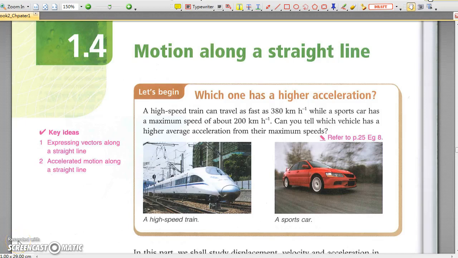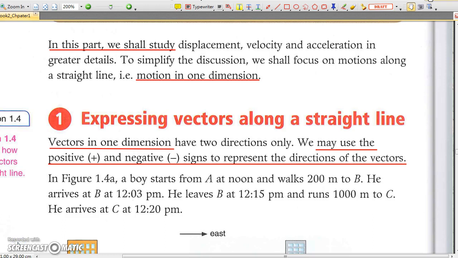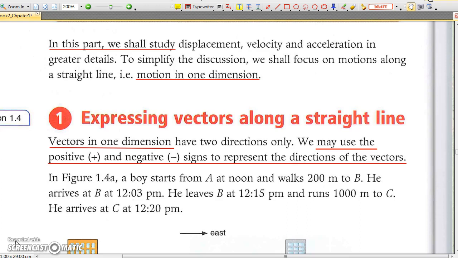Chapter 1.4 Motion along a straight line. 1. Expressing vectors along a straight line. Displacement, velocity, and acceleration of vectors. People usually use the right-is-positive convention. That means vectors pointing to the right are positive, while vectors pointing to the left are negative.